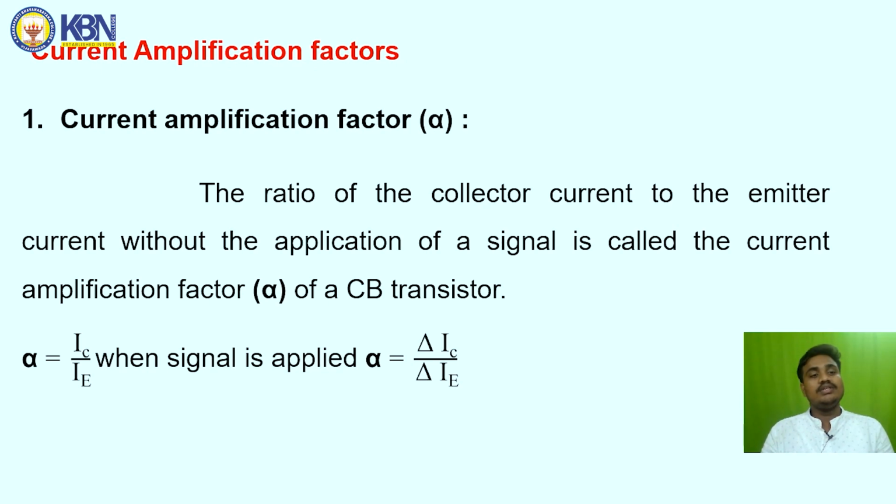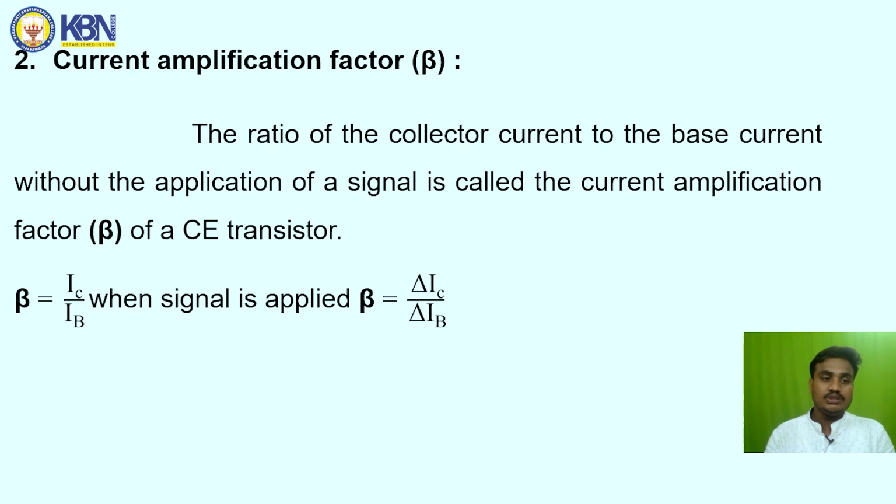The last one is about the current amplification factors that exist in CB configuration, CE configuration and CC configuration. The current amplification factor alpha is defined as the ratio of collector current to the emitter current without the application of signal. That is why it is written as alpha equals IC by IE, where IC is the collector current and IE is the emitter current.